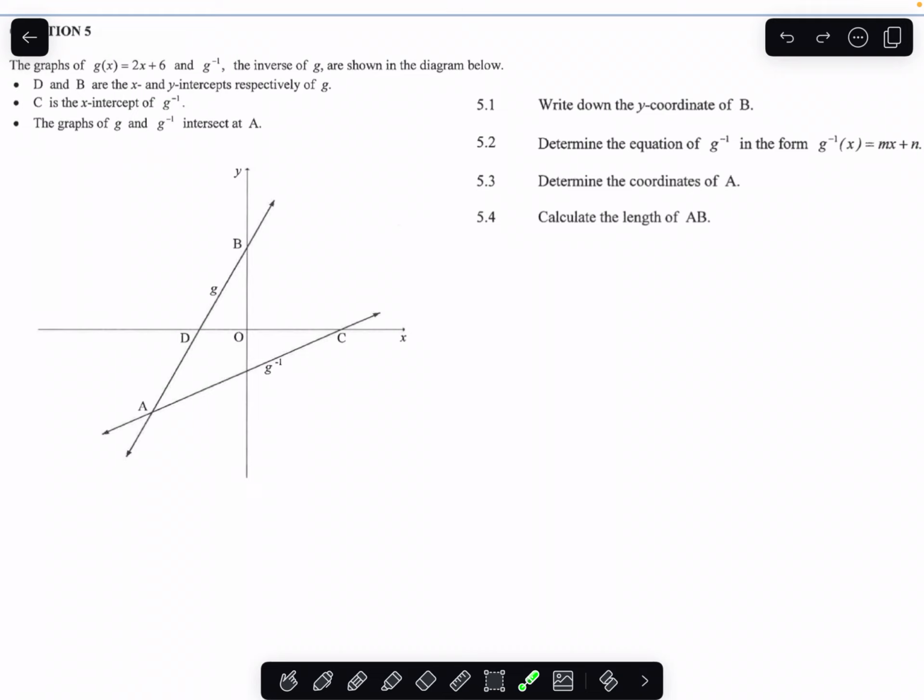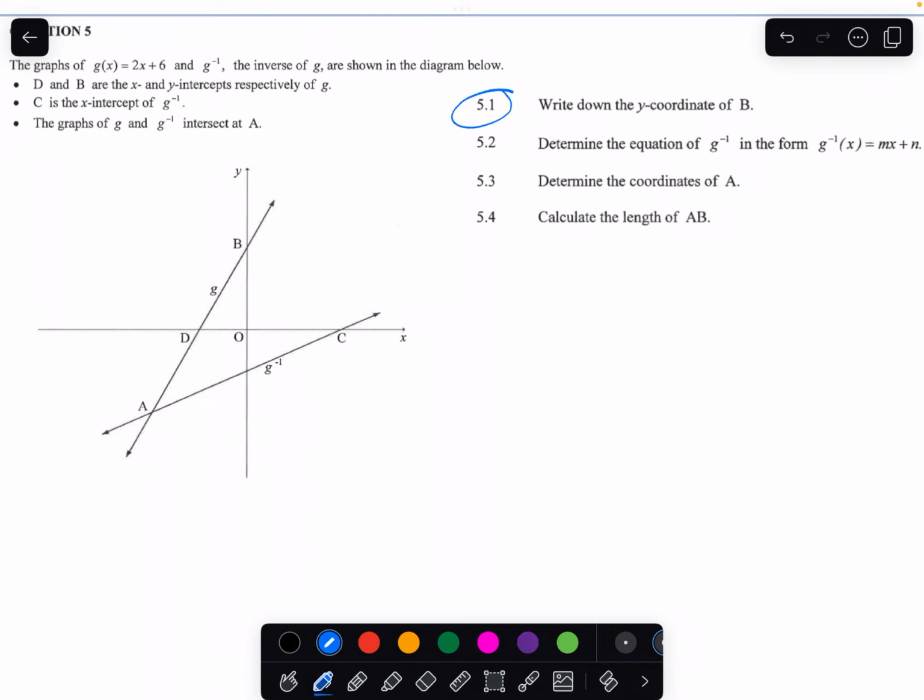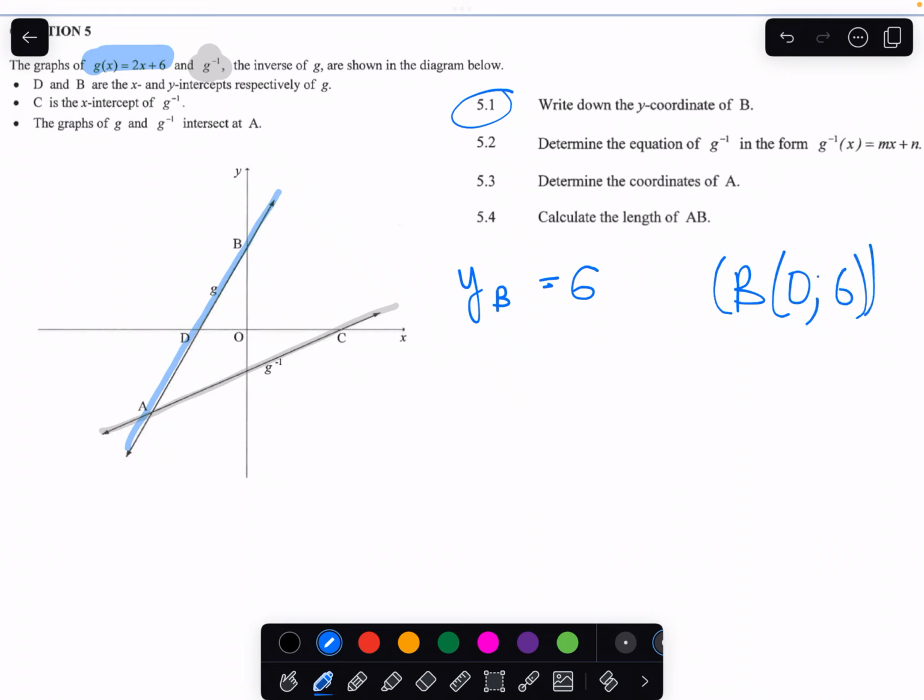Cool. First question. Write down the y-coordinate of B. Okay, we've been given the equation of g. Sorry, just got lost a little bit, but I'm back. So the first question asks us to write down the y-coordinate of B. B is the y-intercept of g, which is given in the equation of the straight line. So the y-coordinate of B is 6. In other words, the coordinates of B are (0, 6). Right, next question.